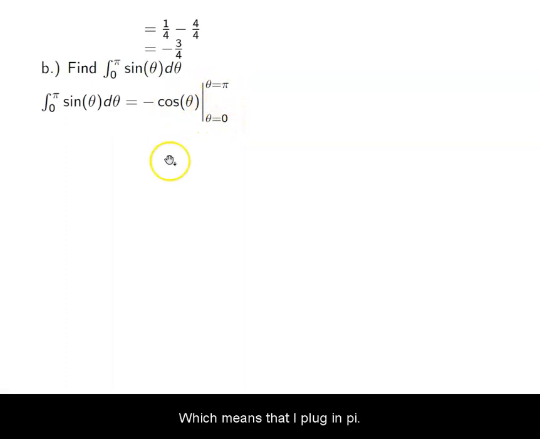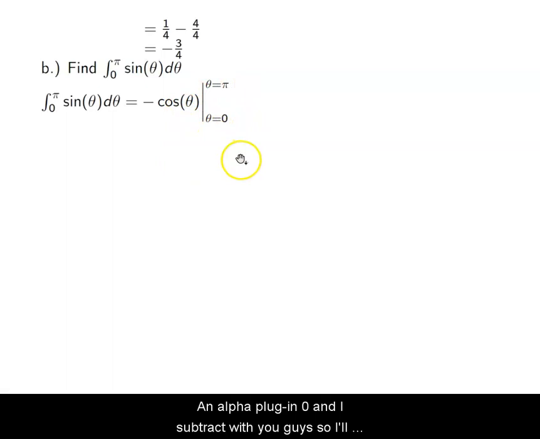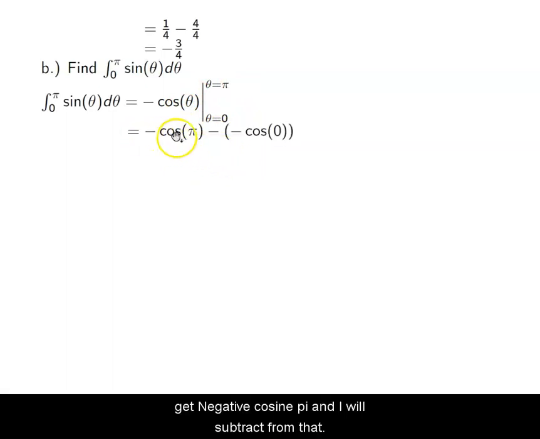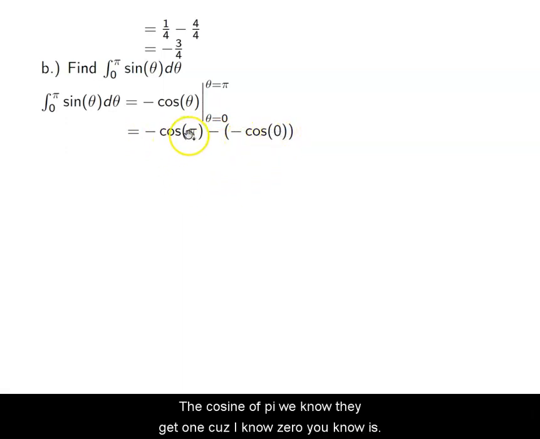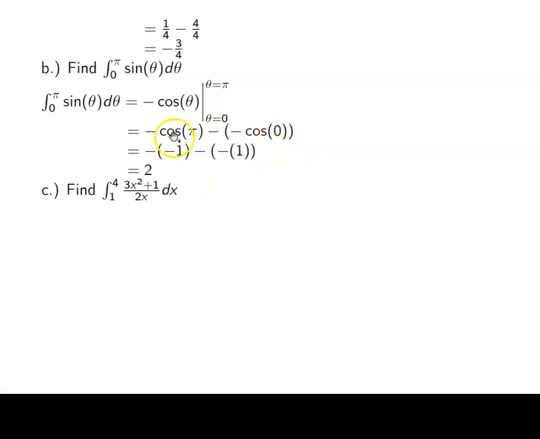Okay, which means that I plug in pi, and I also plug in 0, and I subtract the two values. So I will get negative cosine pi, and I will subtract from that negative cosine of 0. So cosine of pi we know is negative 1, cosine of 0 we know is 1. So that gives me negative 1 minus a negative 1, or negative 1 minus 1, which is negative 2.